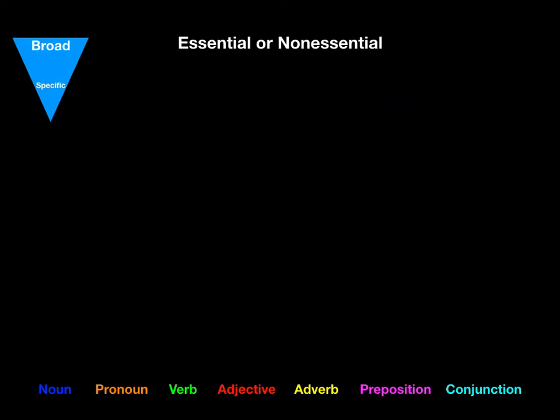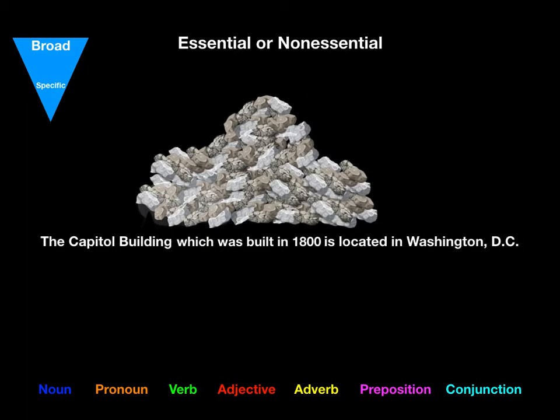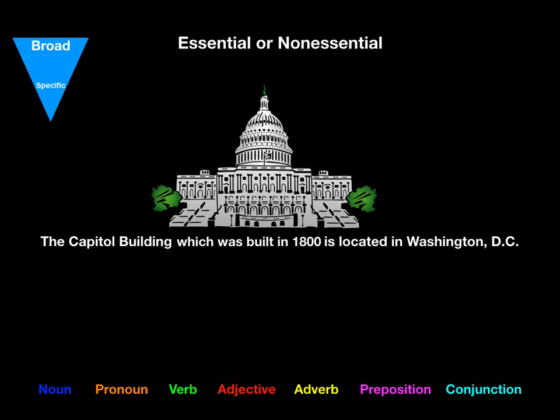Let's examine one final sentence. The Capitol building, which was built in 1800, is located in Washington, D.C. Here we should note the noun Capitol building. Immediately after this noun, we have one of our signal phrases that indicates a clause. Which? Where does this clause end? This clause ranges from the word which to 1800. Which was built in 1800, therefore, has the potential to be essential or non-essential.